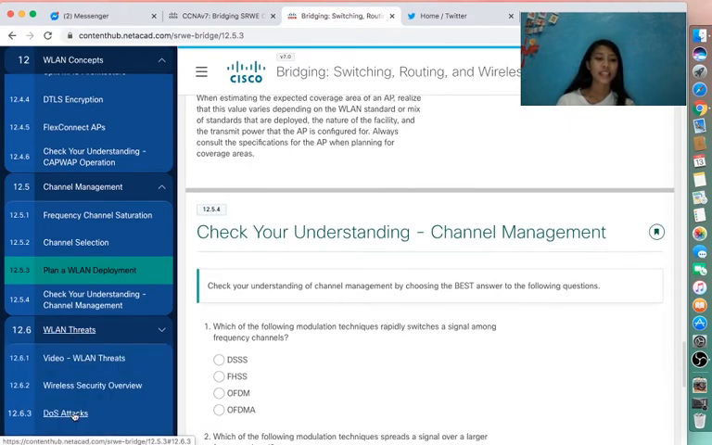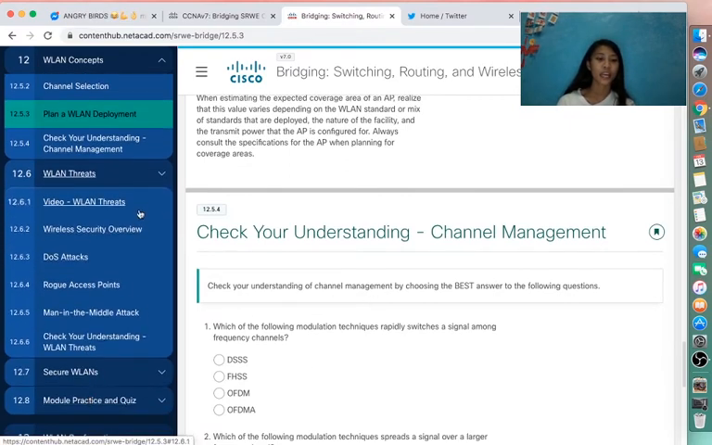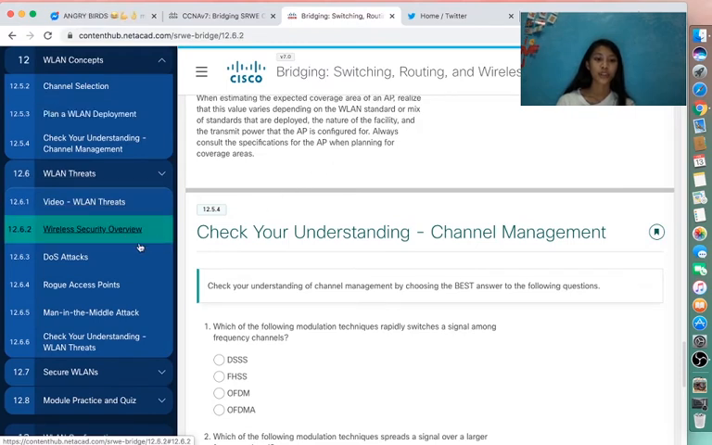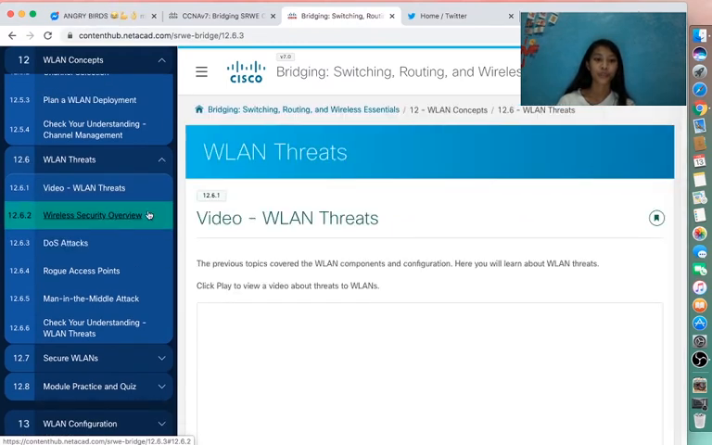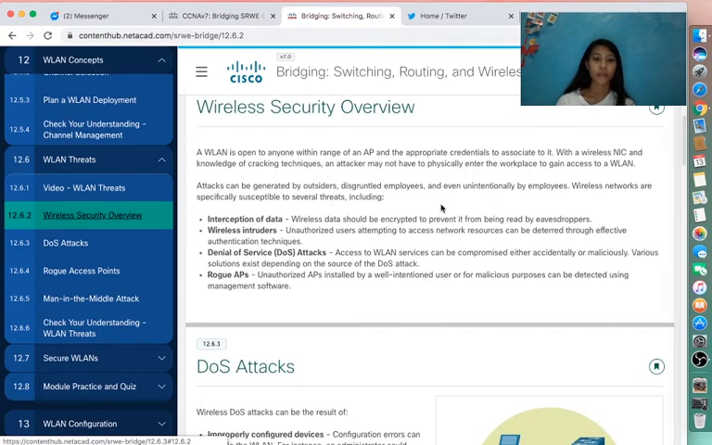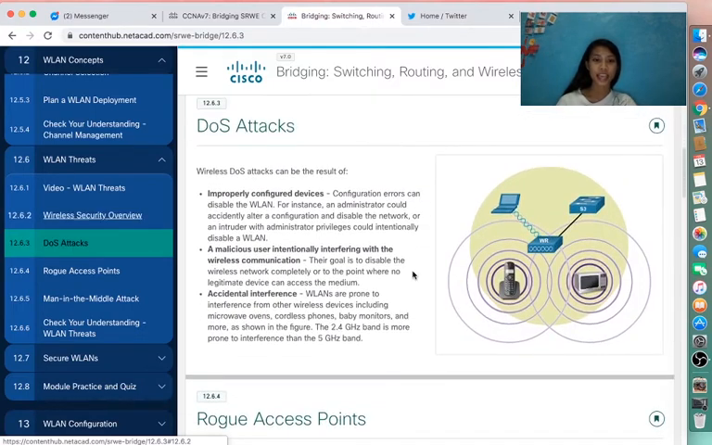WLAN threats. We have our wireless security overview: interception of data, wireless intruders, denial of service DoS attacks, and rogue APs. DoS attacks come from improperly configured devices, a malicious user intentionally interfering with the wireless communication, and accidental interference.